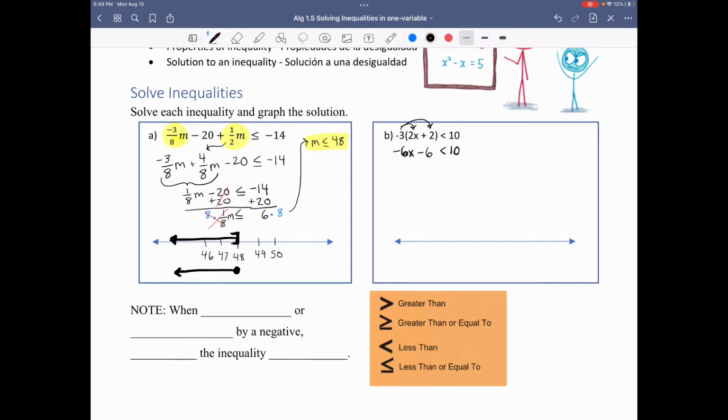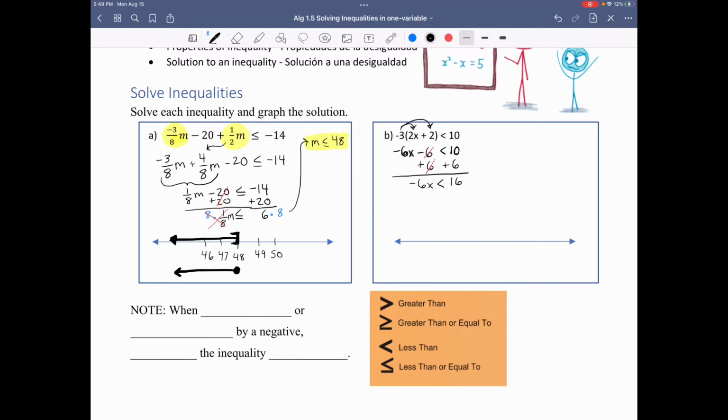The next thing that we're going to do is add 6 to both sides. The 6 and the negative 6 cancel. 10 plus 6 is 16. Bring down the negative 6x. Bring down the less than. Now something happens that's kind of tricky.